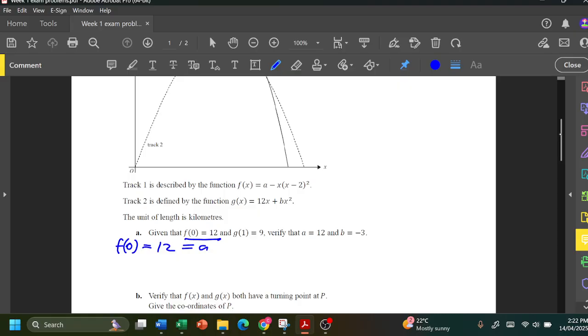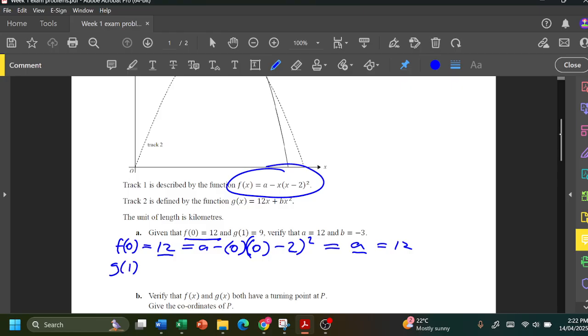If we go ahead and substitute that in, we're going to get a minus 0 multiplied by (0 minus 2) squared. So what I've done here is I have taken this equation right here and replaced x with 0, and this is what we get. Once we do that, we're basically getting a take away 0 times something, and of course 0 times anything is just 0, so that's just going to leave us with a. On the left hand side we have 12, and on the right hand side we have a, so therefore a is just equal to 12. So that was pretty easy.